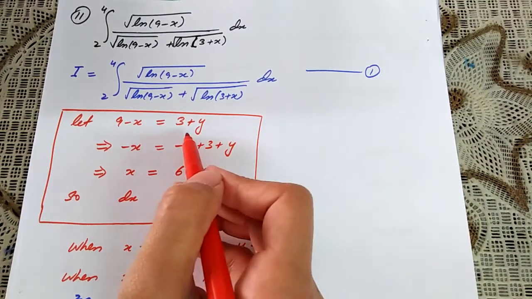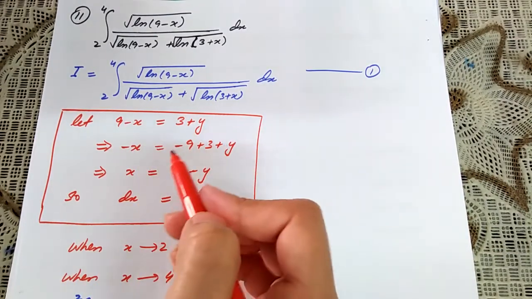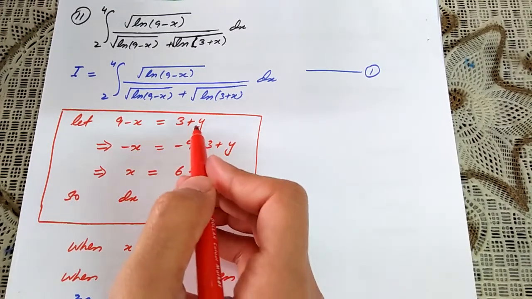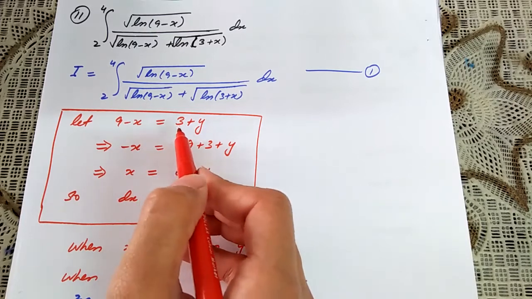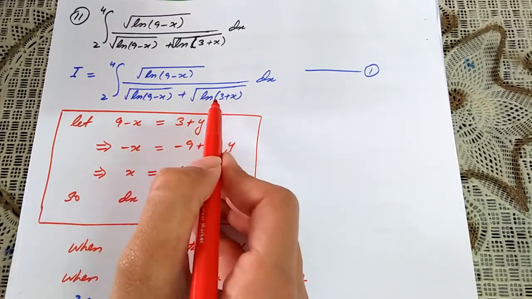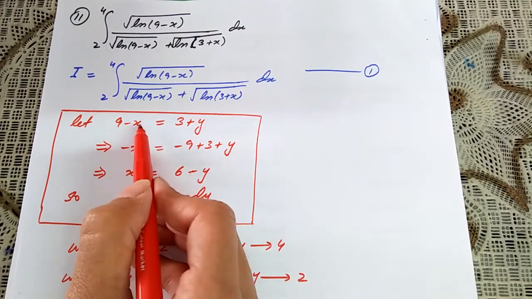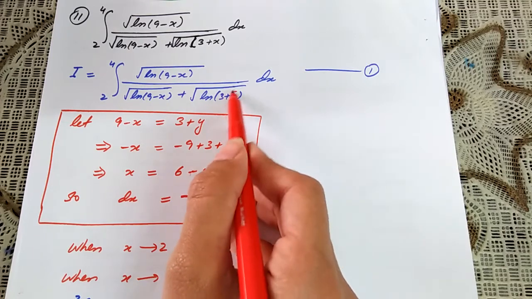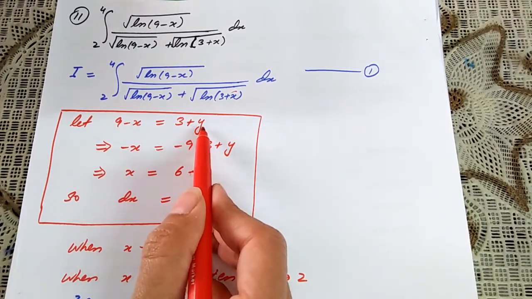I'm taking this substitution here. This is a different substitution from what we did earlier in the previous questions of this chapter. Just keep in mind what type of substitution you are taking here. Let ln 9 minus x equal 3 plus y. I'm changing the variable here.